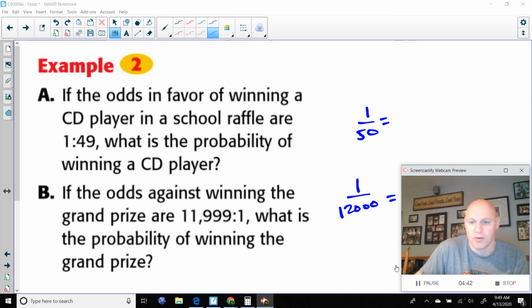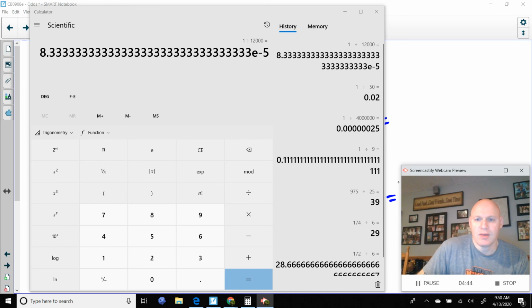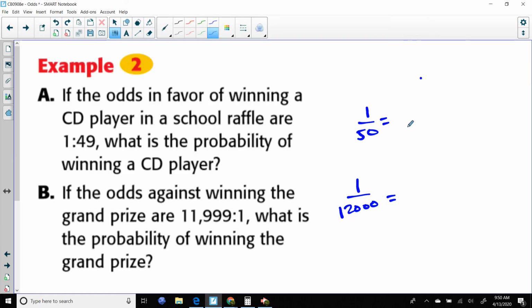So we'll jump over here. And we find out that 1 divided by 50 is just going to be 0.02. But 1 divided by 12,000 is going to be 8.3 forever times 10 to the power of negative 5. So we have 0.02 and 8.3 forever.